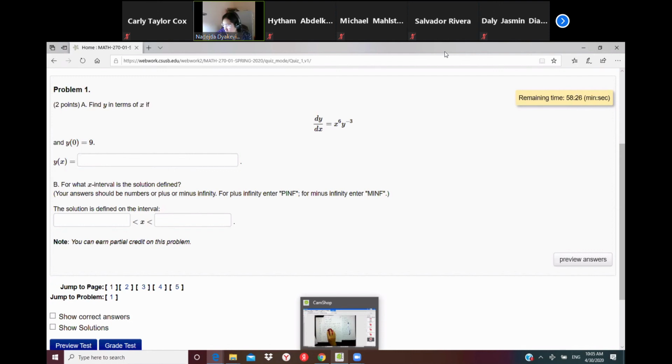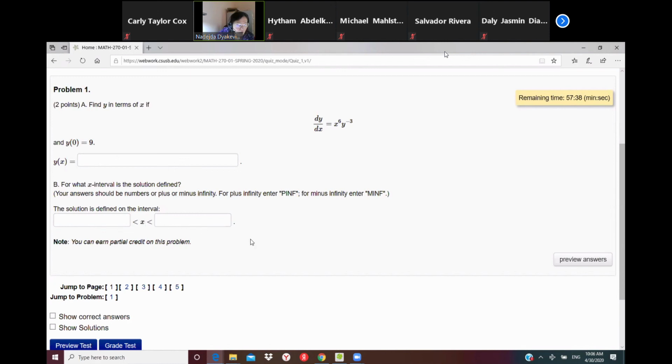We're going to review number 1 from quiz 1. And this problem here is a differential equation, dy/dx equals x to the 6, y to the negative 3, this is important, y of 0 equals 9. Now, your problem is probably different from mine because there are different versions of the same problem. Our objective is to find the solution and write the interval of existence, right? So these are the questions.